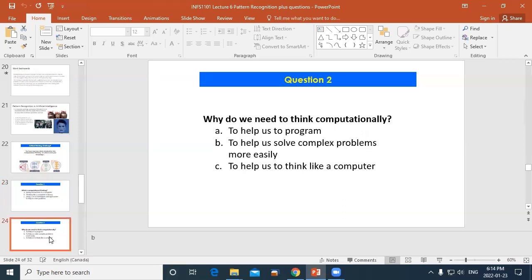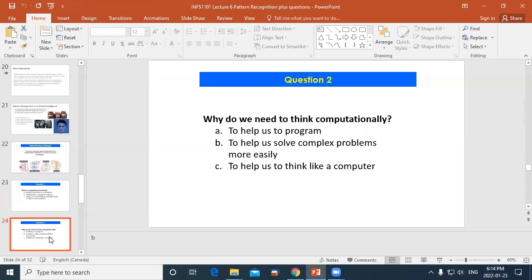All right, so what do you need to think computationally? To help us, why? Sorry, why do we need to think? To help us to program. As I said, that's not a terrible answer. I don't think it's the right one, but I don't think it's terrible. To help us to solve complex problems more easily.